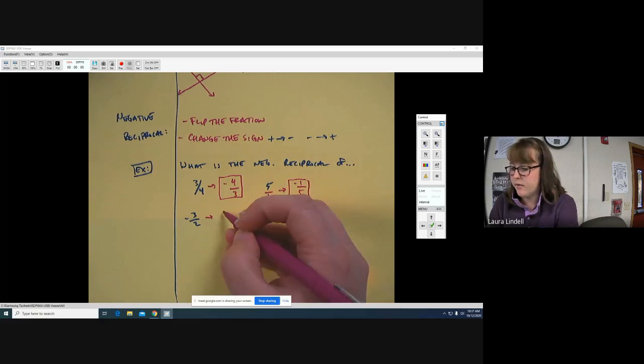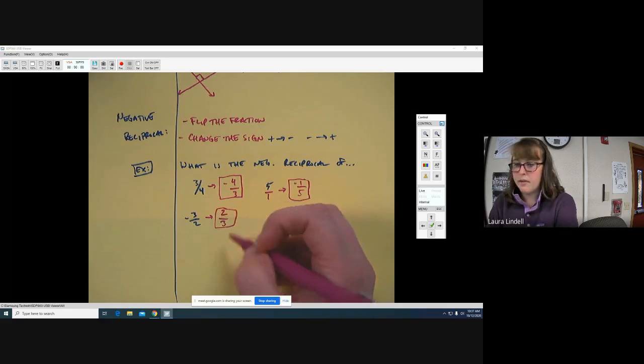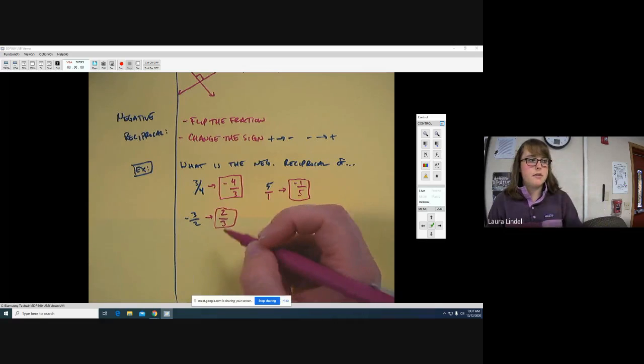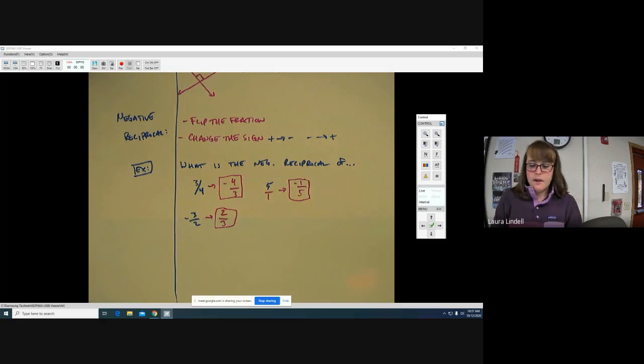Nice, Cheyenne. Yeah, so it's going to be positive 2/3 since it was already negative. So we change it to positive. Okay, so the idea is if it's negative, you make it positive. If it's positive, you make it negative. And then you flip the fraction over. That's what a negative reciprocal is.